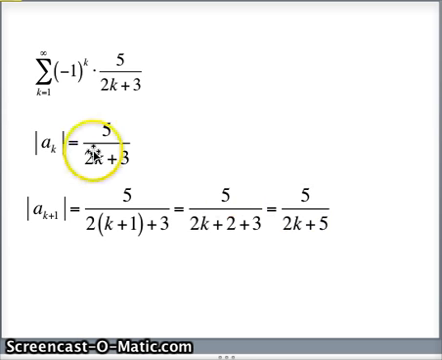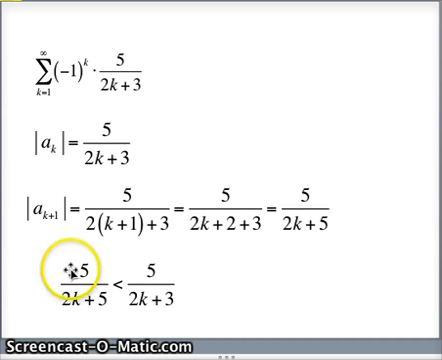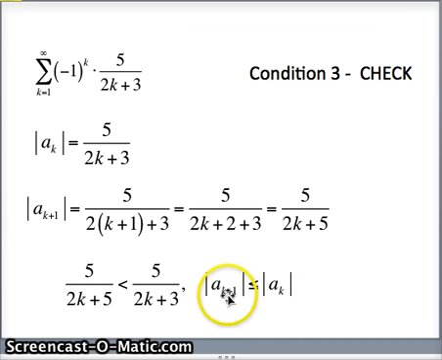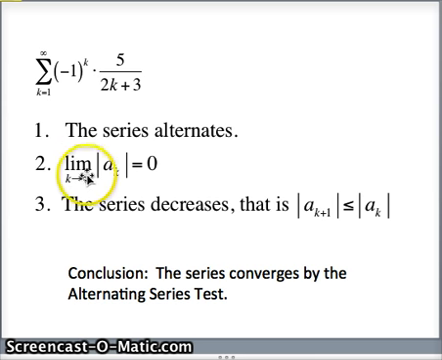Now you notice I have these two fractions. The tops are the same, the bottoms are different. The bottom is bigger for a sub k plus 1, which makes the entire fraction smaller. So indeed, 5 over 2k plus 5 is less than 5 over 2k plus 3, which tells me then that the absolute value of a sub k plus 1 is less than the absolute value of a sub k. So that's my third condition. Putting all those together, we can conclude what? The three conditions were met, so the original series converges by the alternating series test.